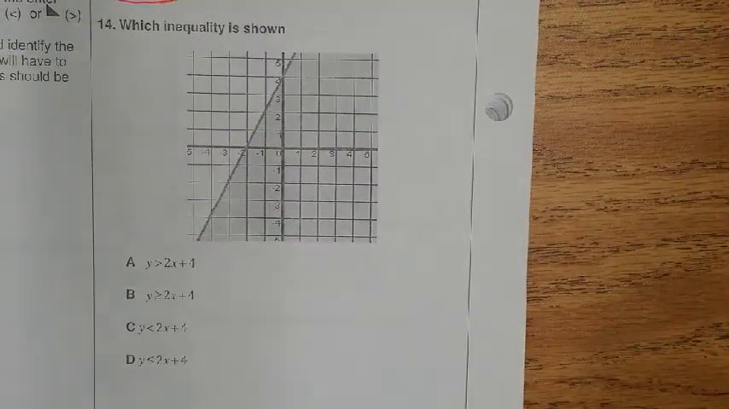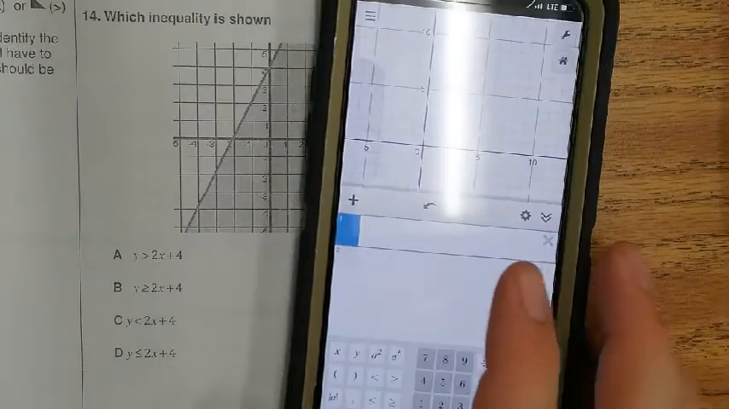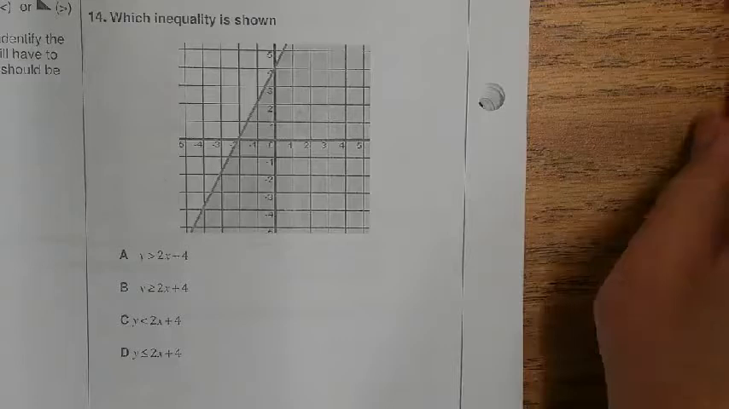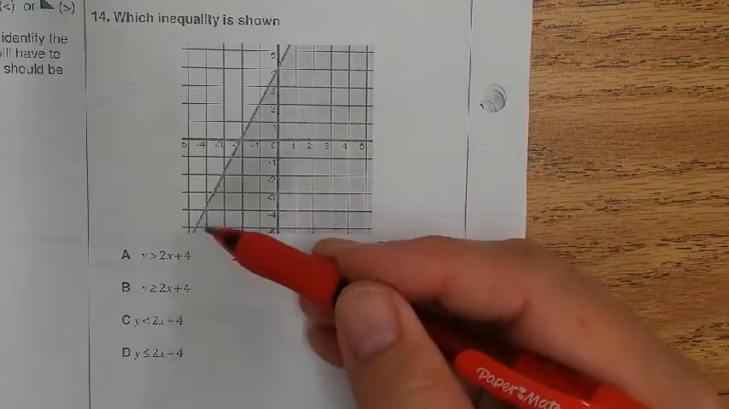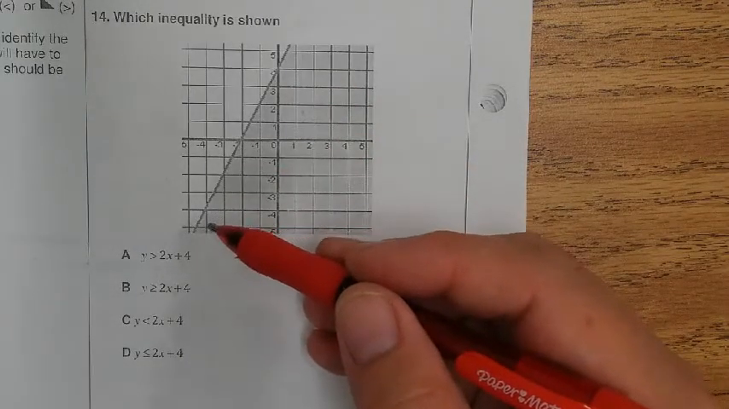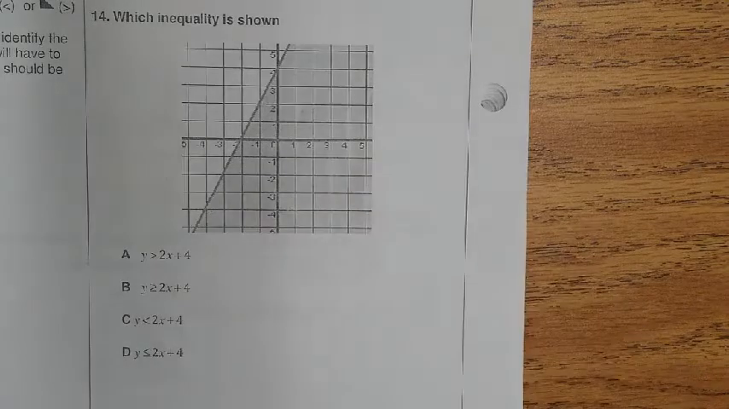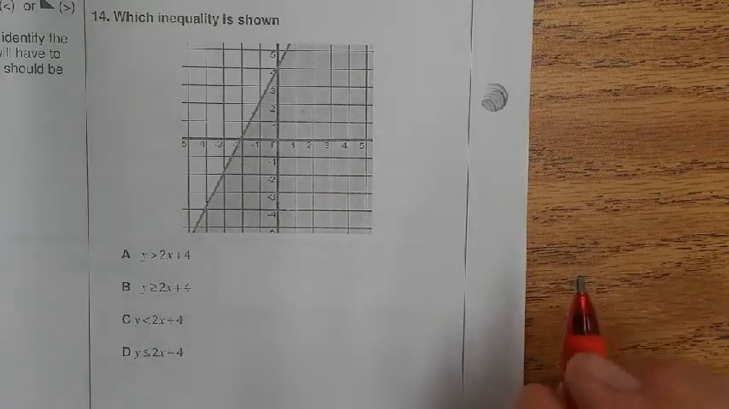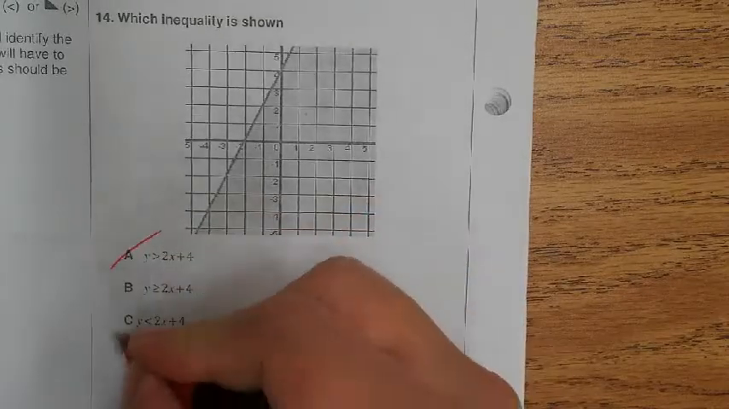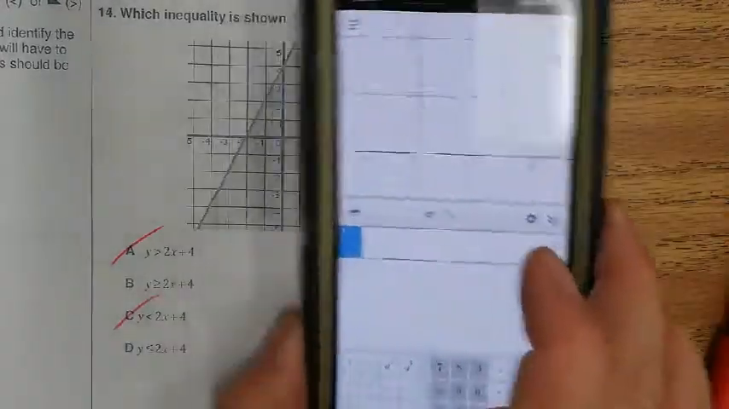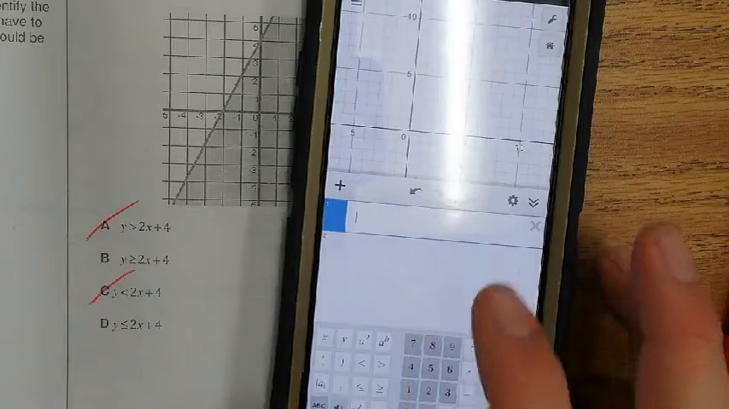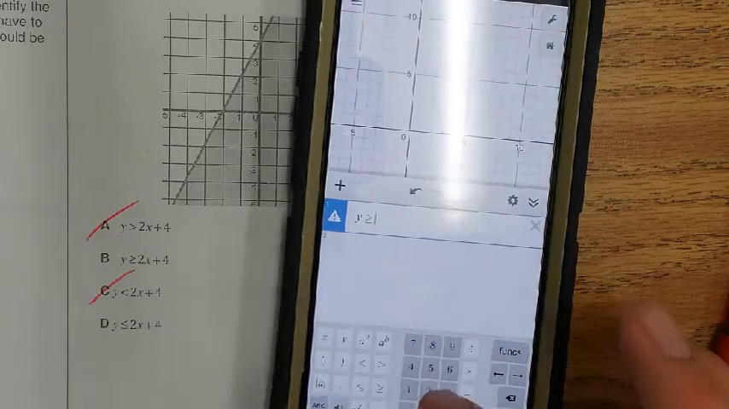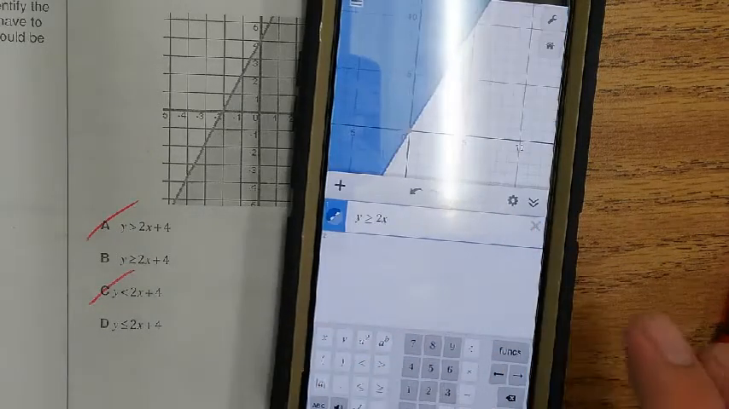Okay, 14, you can just type into Desmos real quick. You're just going to type in each one until you see which one works. But what do y'all notice about this line? Is it solid or dotted? Solid. So which two can we mark out just because of that? A and C. So now we only have to try 2 inequalities. I highly recommend marking out the ones you know it cannot be, just to save you some time.